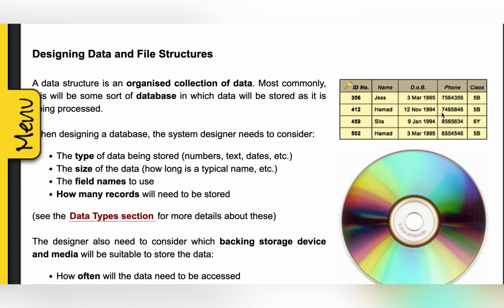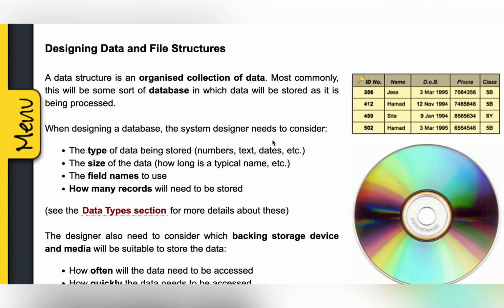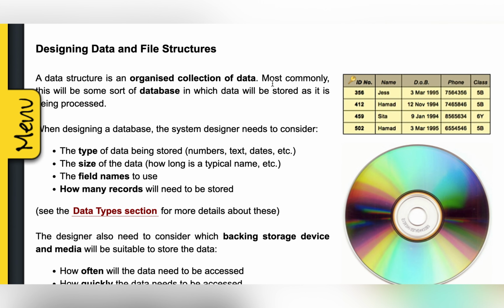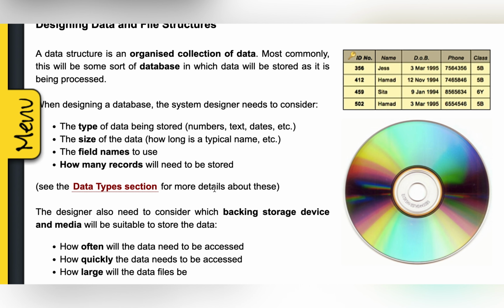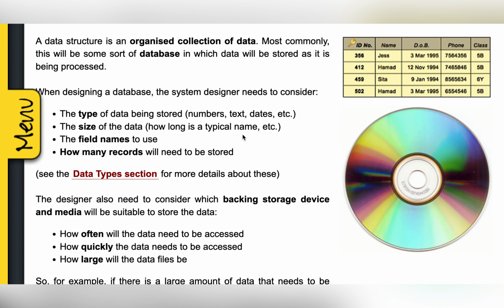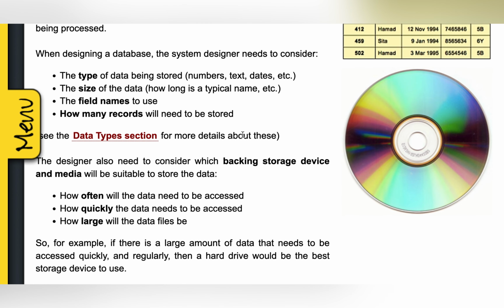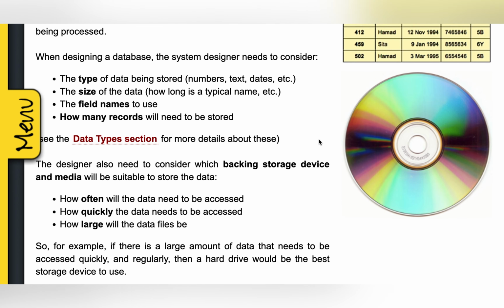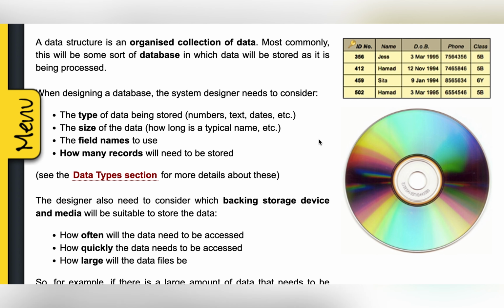So the type of data and the file structure you want. Any data structure is an organized collection of data. An organized collection of data is a structure of data, like making a tabular form in a database. The most commonly used is a database. To sort out data, you use a database. Now let's take a look: when designing the database, the system designer needs to consider the type of data being stored, whether they are numbers, text, or dates.